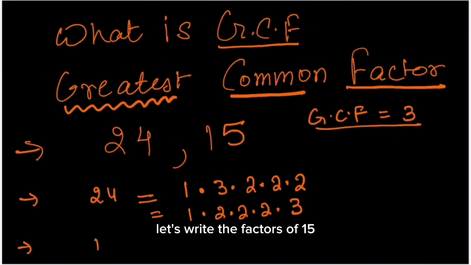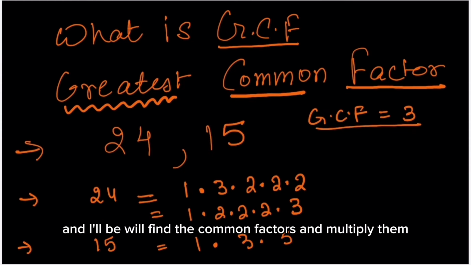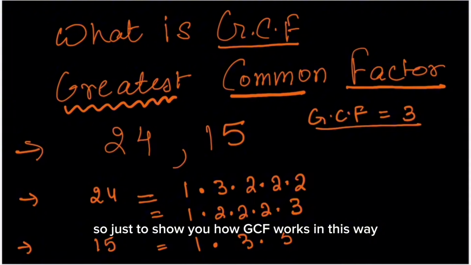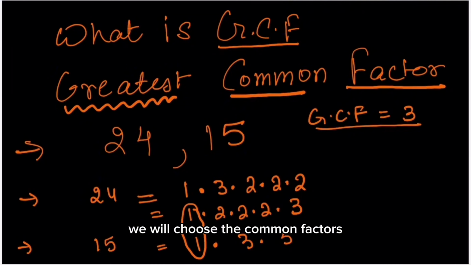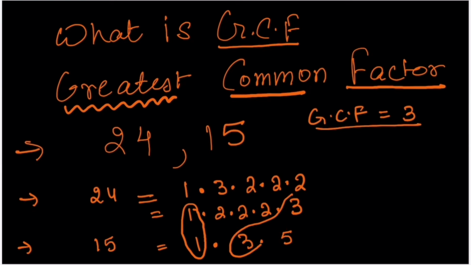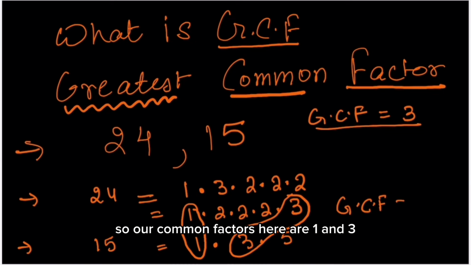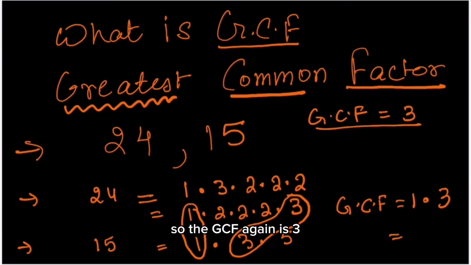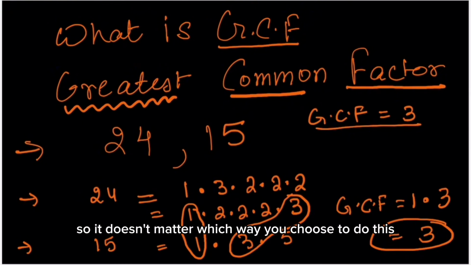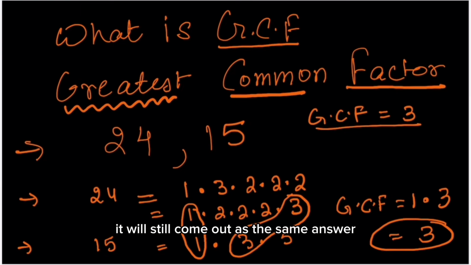Let's write the factors of 15. So for 15, I'll just have 1 times 3 times 5. And now we will find the common factors and multiply them. So just to show you how GCF works in this way, we will choose all the common factors and we will multiply them. So our common factors here are 1 and 3. So the GCF again is 3. So it doesn't matter which way you choose to do this, it will still come out as the same answer.